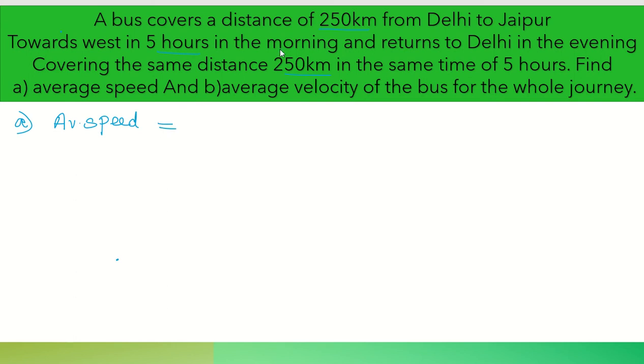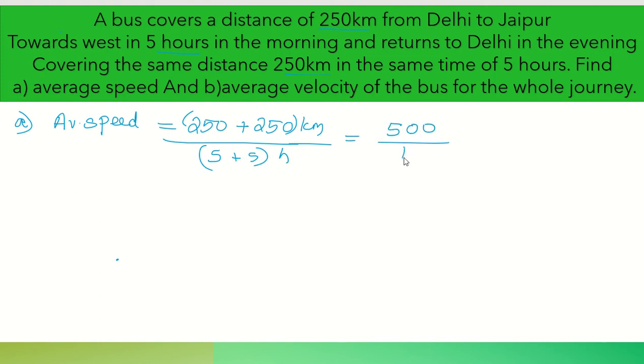Average speed is equal to total distance traveled by total time taken. So what is happening here? It is traveling a distance of 250 kilometers from Delhi to Jaipur, right? Then coming back, it's traveling again another 250 kilometer. This is in kilometer divided by time taken. For Delhi to Jaipur, it took 5 hours. From Jaipur to Delhi, again 5 hours, right? So 250 plus 250, 500 divided by 5 plus 5, 10. So that's going to be 50 kilometer per hour.